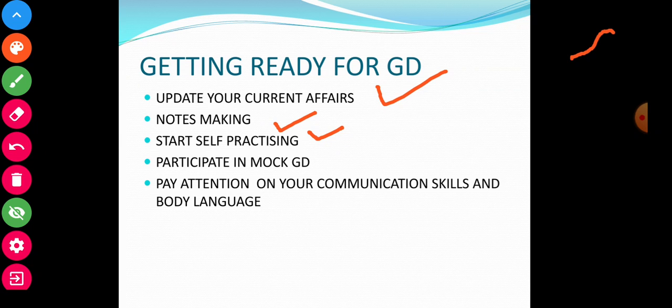Pay attention to your communication and listening skills. Listening skills are most important. And negative body postures, please do not do that.